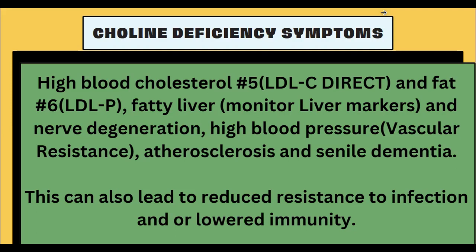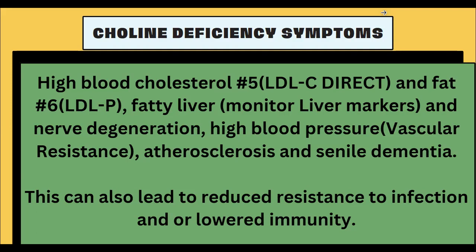So if you have elevated levels, like I said, I've got it on the spreadsheet and I'm making little notes so that you'll have this later. But these are different markers. You'll have all this. I'll give it all to you. So fatty liver, you want to monitor your liver markers, your nerve degeneration, high blood pressure, so your vascular resistance. We have a whole section in our scanner that goes through your cerebral vascular and cardiovascular markers.